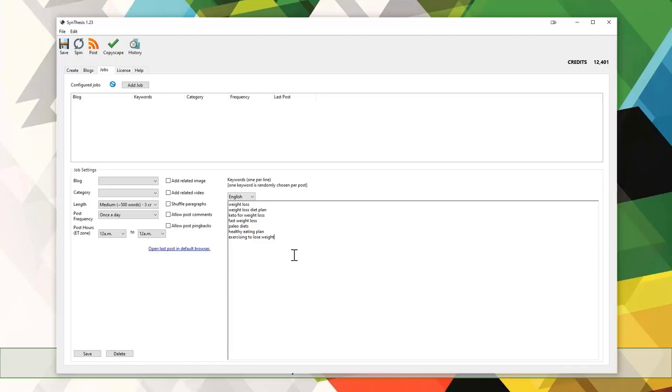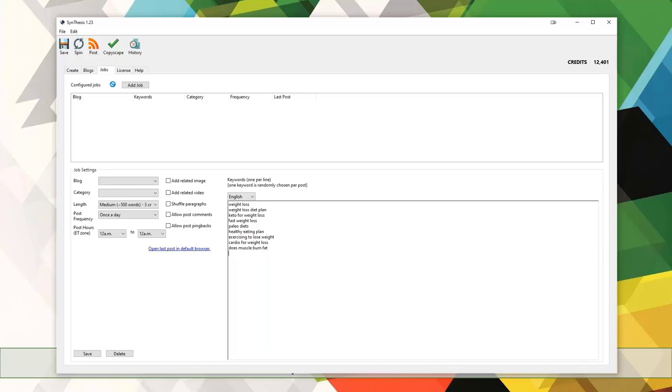So I've got exercising to lose weight here. So let's do cardio for weight loss. That's starting to talk about exercise regimes now, right? Does muscle burn fat? We're starting to expand the topic now. So you could then expand your blog even further with related topics. And again, you get the same impact with Google.